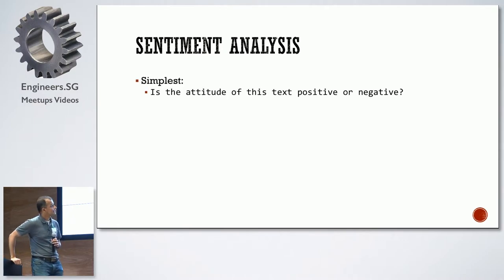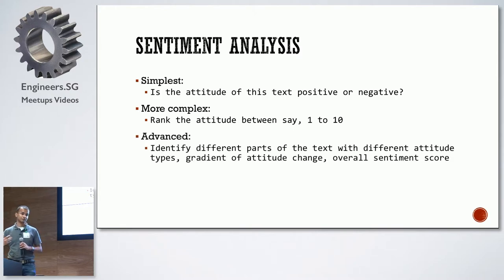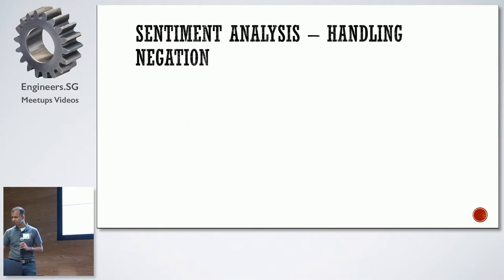So what is sentiment analysis? In the simplest terms, we could say that this is to find the attitude: is it positive or negative? Then more complex is to rank the attitude between 1 to 10. And more advanced is to identify all the aspects and then give individual scoring for each aspect, whether they are positive or negative or in between, neutral. Again, one of the biggest challenges is coming up with an overall sentiment score. That becomes even more of a challenge.